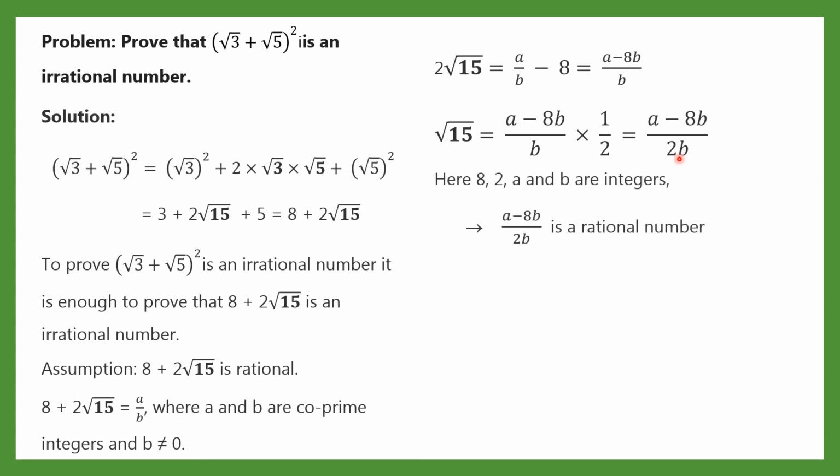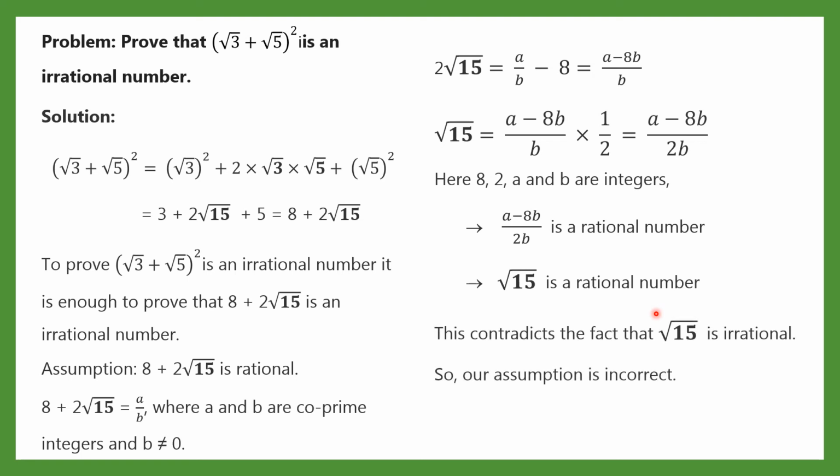Now here also all are integers. Here 8, 2, a and b are integers. Therefore, a minus 8b by 2b is a rational number. But this is equal to root 15. So root 15 is a rational number. This is a contradiction, because this contradicts the fact that root 15 is irrational.